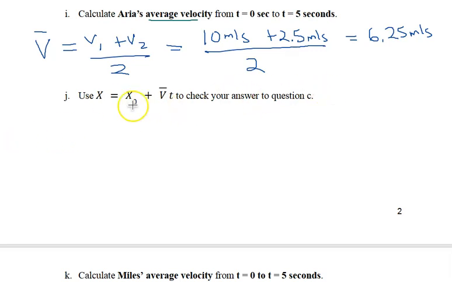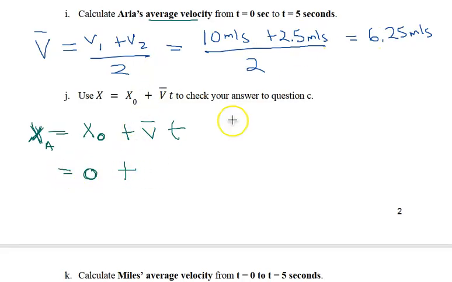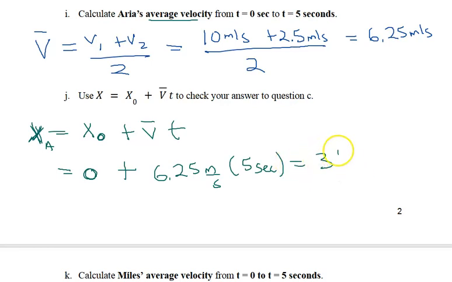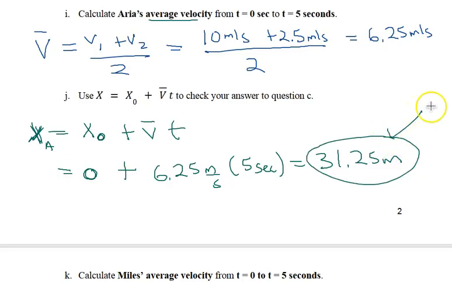Okay, and then we're going to check our work using the don't know, don't care about acceleration equation. Lots of ways to check your work. So x of Aria is her head start plus average velocity times time. She started at the origin, so she does not have a head start. Her average velocity is 6.25 meters per second. And we are thinking about what happens at t equals 5 seconds. And you get that she is at 31.25 meters. Check. That's what we got before.